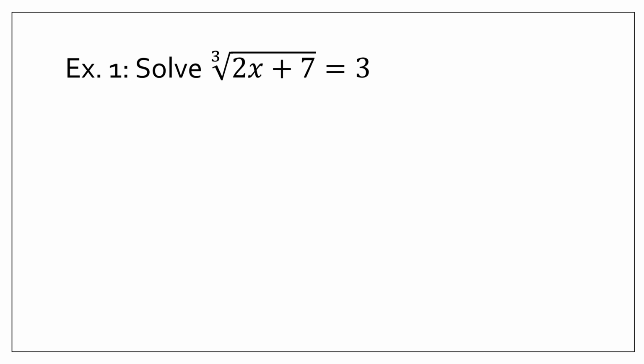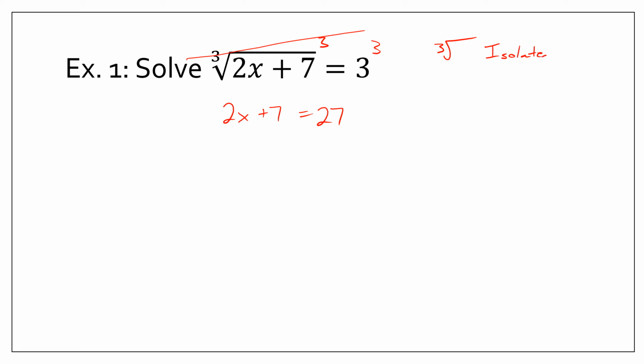Our first example, we have the cube root of something. Now, we can very easily cancel this cube root by doing what? Well, all I have to do is cube both sides. This cancels the cube root and leaves me with 2x plus 7 equals 27. Now, the reason I was able to do this so easily was because the cube root was isolated.